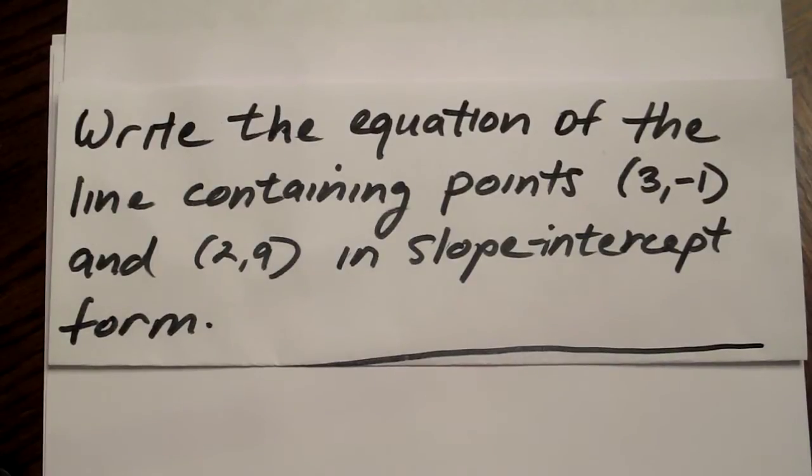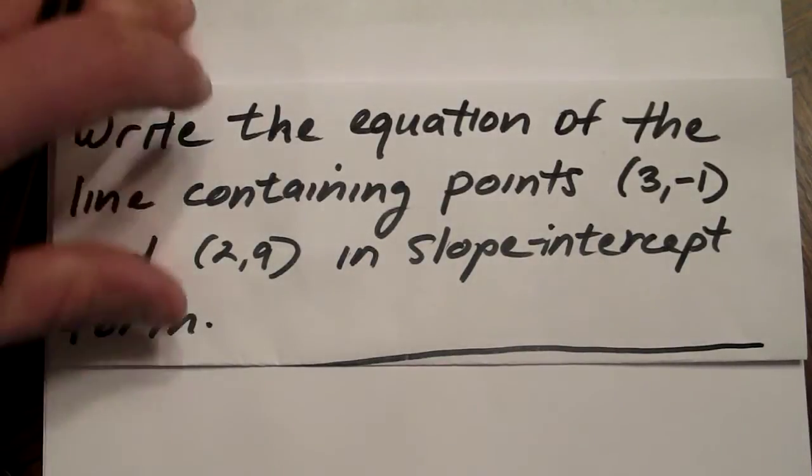Alright, what we're going to look at here is a common problem where you're given 2 points and asked to find the equation of the line containing those points and put it in slope-intercept form. So this here is an example that we're going to come back to. What we're going to essentially do is figure out how to solve this in 3 steps.